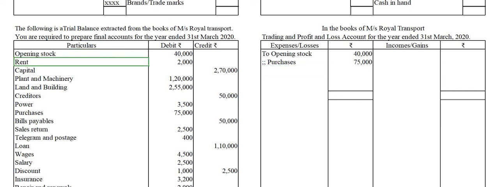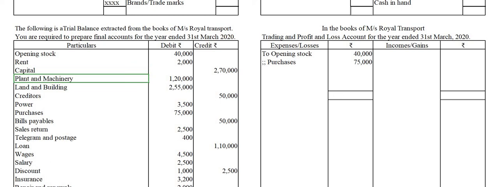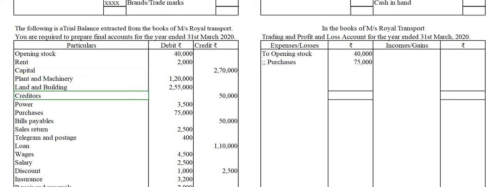Opening stock already taken. Rent need not be taken. Rent is an indirect expense. Capital, liability. Plant and machinery, asset. Land and building, asset. Creditors, liability. Power. Power means electricity used for the factory. So we can write that first. After purchase we will write power. Amount of power is 3500.